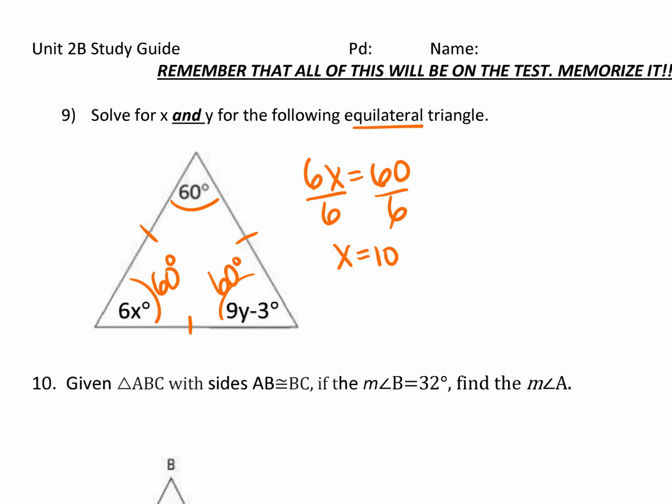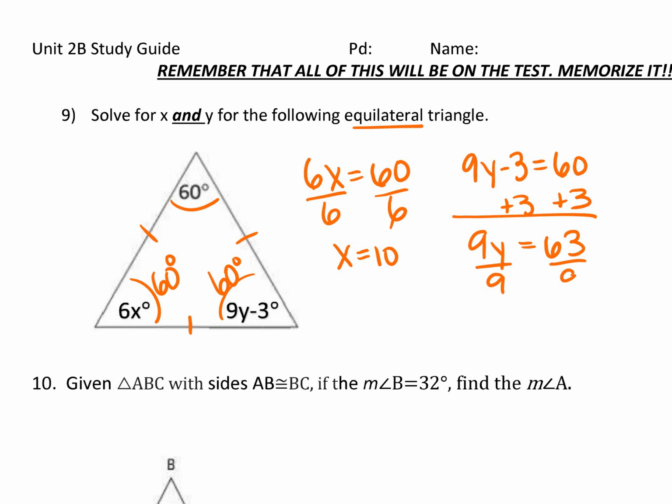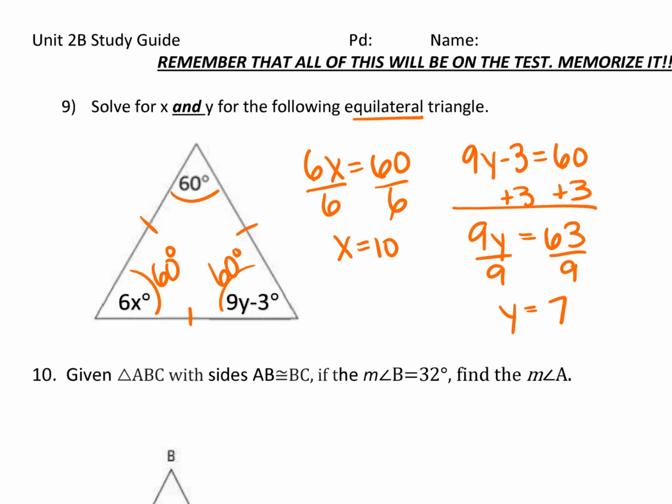And I can say that 9y minus 3 equals 60. So that means that 9y equals 63. Divide by 9. Y equals 7. All right, and all we had to do there was solve for x and y. So we are done with that one.